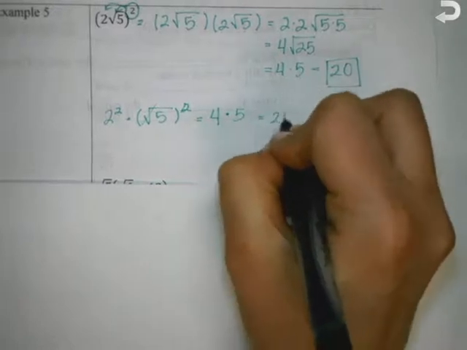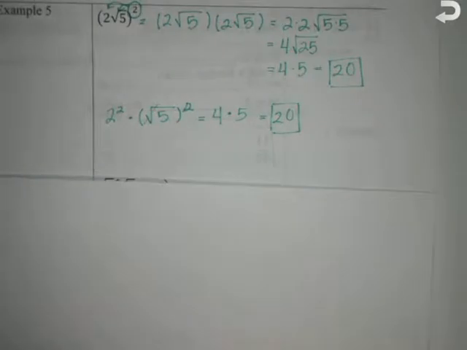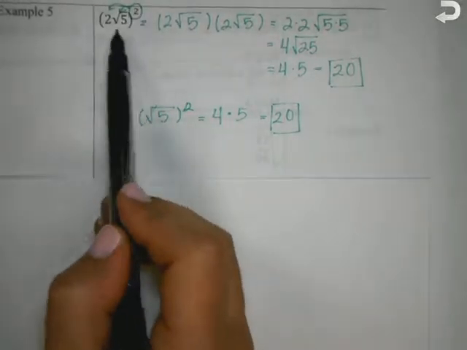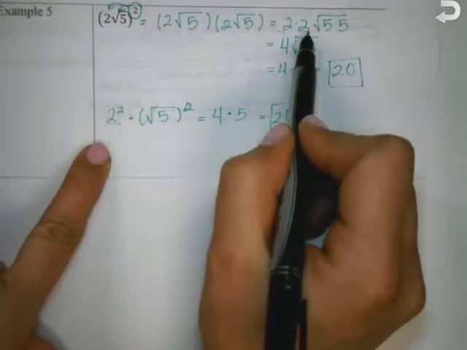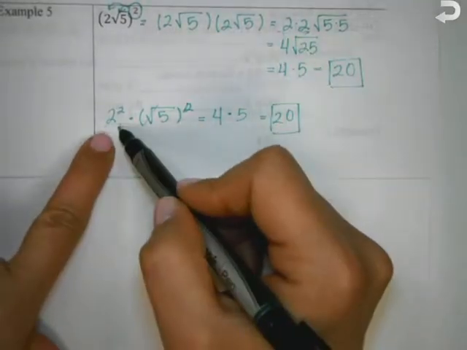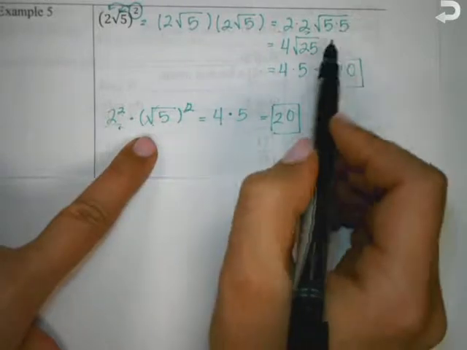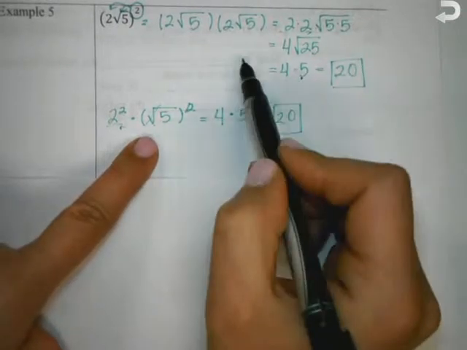Same answer. Does everybody see how these are the same? If I distribute the squared inside, the first thing is 2 squared. What do I get out here? 2 times 2, which is 2 squared, times the square root of 5 squared, which ends up giving me 5. All of it is exactly the same, just in a shorter amount of space. You can do it either way.